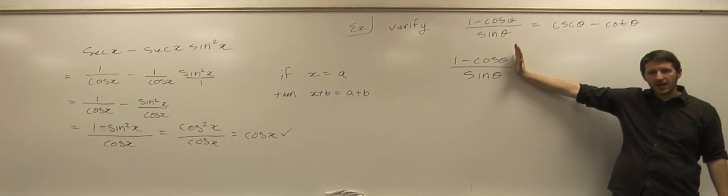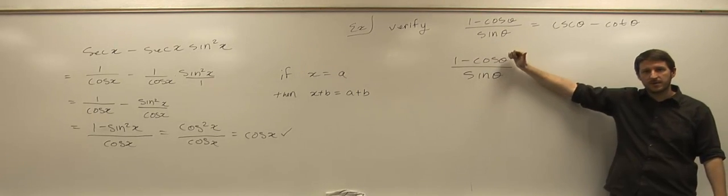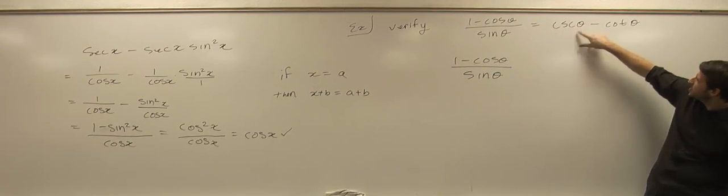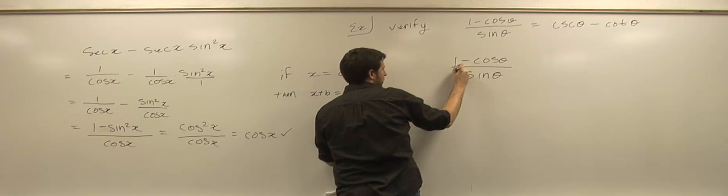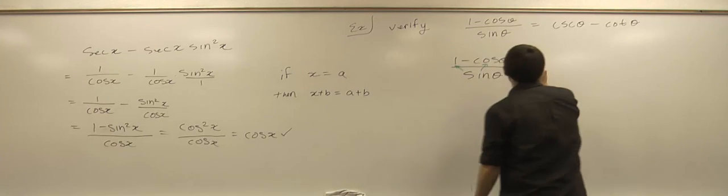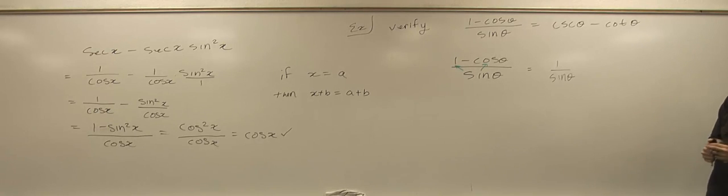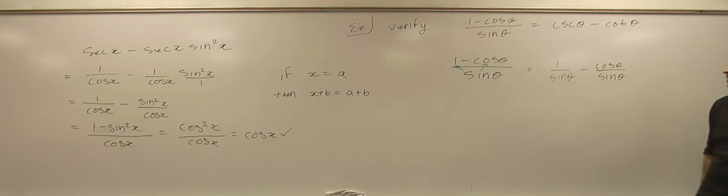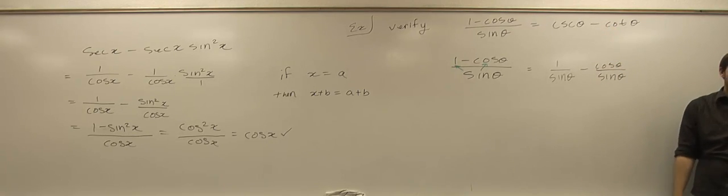If I decide to pick this side, what can I do here? Divide each term by sine. Yeah, divide the sine into each term. That's kind of the only thing I can do here, right? I'm trying to get to two separate terms, so I'm going to divide the sine into each. Sine goes into one, sine goes into cosine. So by splitting up the fraction, it'll become 1 over sine minus cosine over sine. And then comparing what I have to what I want tells me I'm pretty much done.